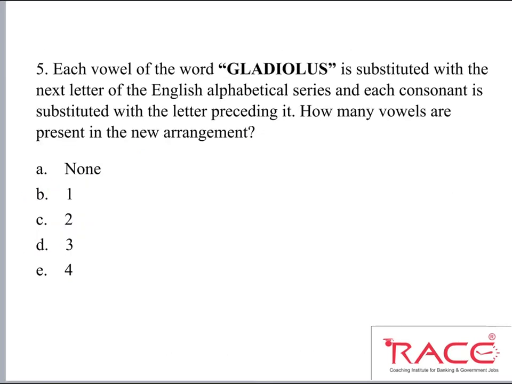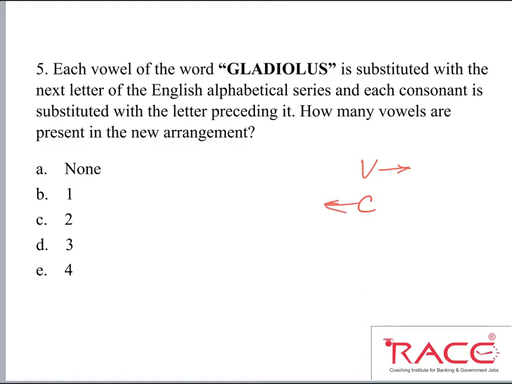In this question, this is also another type of question that an examiner can ask in alphabet based questions. So what is the question? Each vowel of the word is substituted with the next letter of the English alphabet series, and each consonant is substituted with the letter preceding it. How many vowels are present in the new arrangement? So we can solve this question by conventional method or by shortcut. So what are they asking? They are saying we have to replace every vowel with the next letter and every consonant with the previous letter.